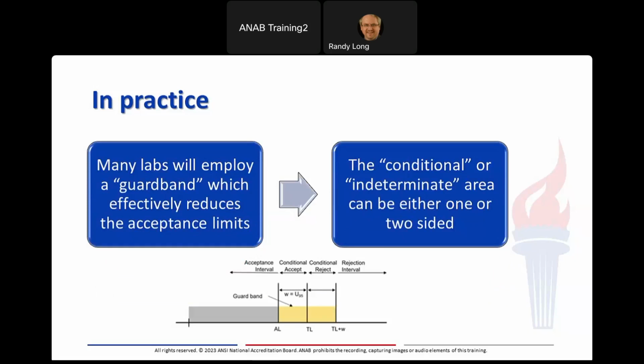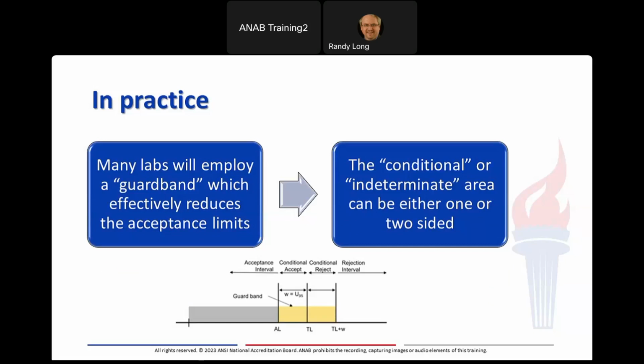Many labs will employ what we call a guard band, which effectively reduces the acceptance limits. Now, in this image here, you see the tolerance limit, and then you see an acceptance limit that's been reduced by the amount of the uncertainty. This is called the guard band. So we've got the nominal value here to the left. We have the gray band where things are acceptable. And as long as the results are within that band there, you can make a statement of conformance. Within the guard band, some people will treat this as a conditional accept or an indeterminate. You may have heard that term. And then some laboratories or some customers will look at this as a conditional reject, thinking that perhaps the uncertainty brings it back down under the tolerance. And then above the tolerance level plus the guard band, that would be a strict rejection there.